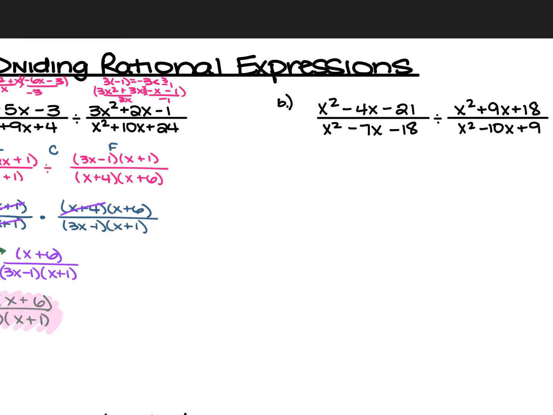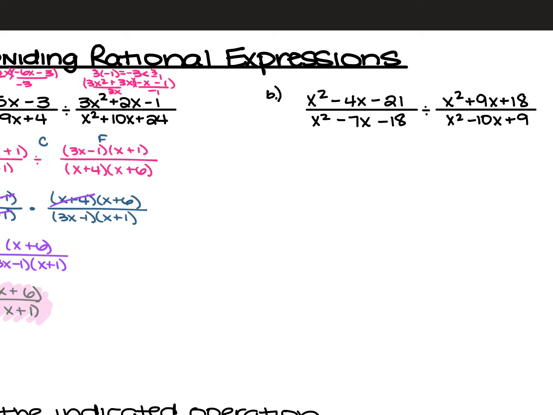For example B, we have x squared minus 4x minus 21 over x squared minus 7x minus 18 divided by x squared plus 9x plus 18 over x squared minus 10x plus 9. For the top of the first fraction, your factors of negative 21 that add up to be negative 4 are 3 and negative 7. So that factors to be x plus 3 times x minus 7. In the bottom, your factors of negative 18 that add up to be negative 7 are 2 and negative 9, so x plus 2 and x minus 9.